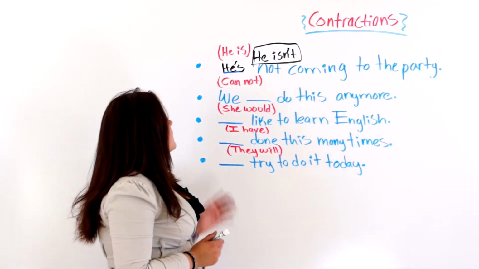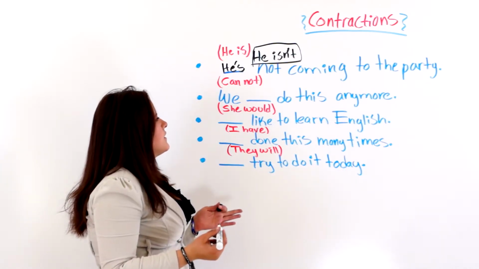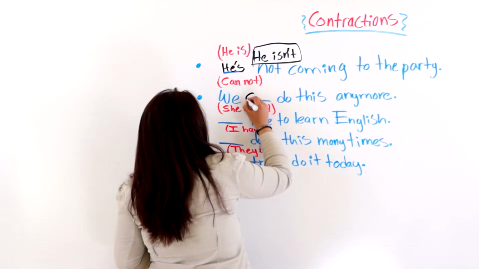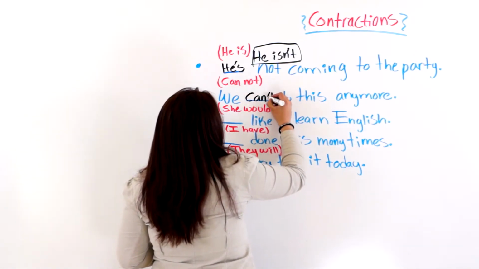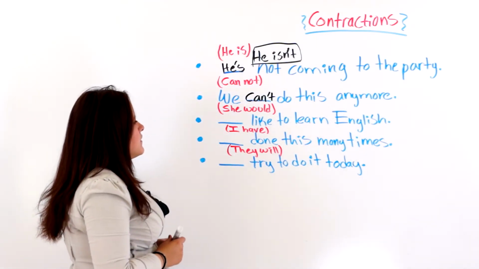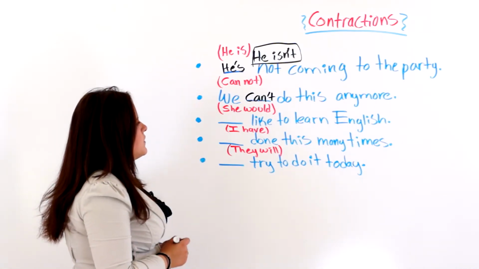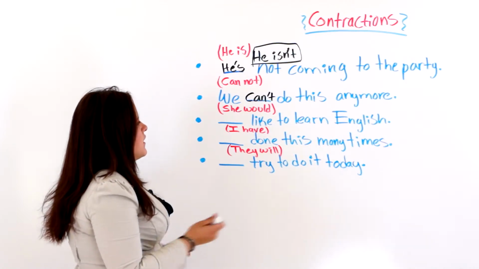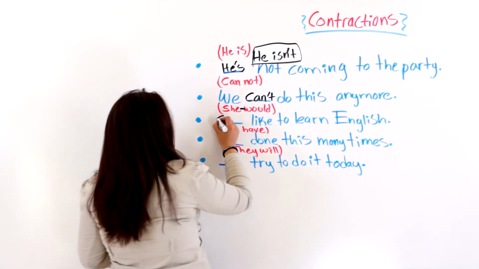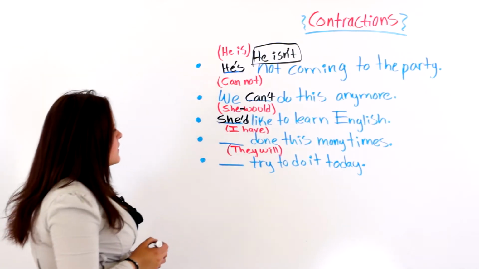The next one, we cannot do this anymore. If you don't want to say cannot, you could say can't, right? We can't do this anymore. The next one, she would like to learn English. She would like to learn English. How could you contract these two words here? She'd, right? She'd like to learn English.